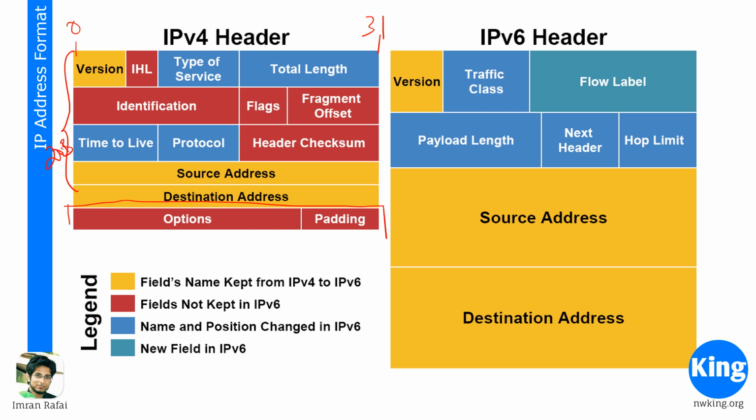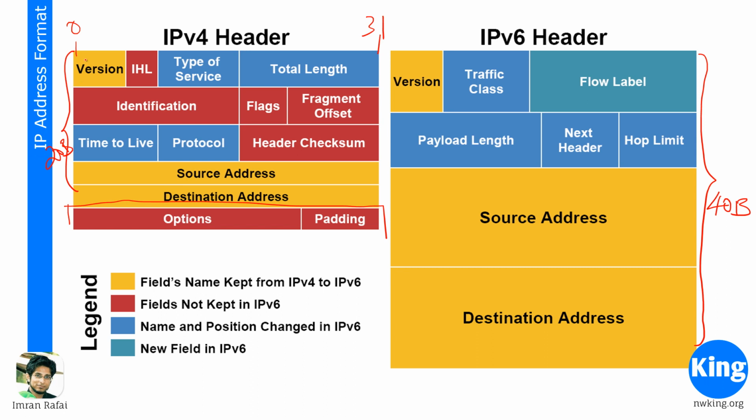It's a 20-byte header, right? So the header size is 20 bytes. If it has options, it could be more. So by default, the minimum length of an IPv4 header is 20 bytes, whereas IPv6 does not have a minimum. It has a fixed header size. It is 40 bytes long.